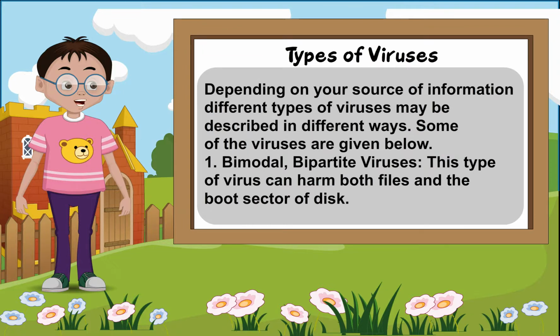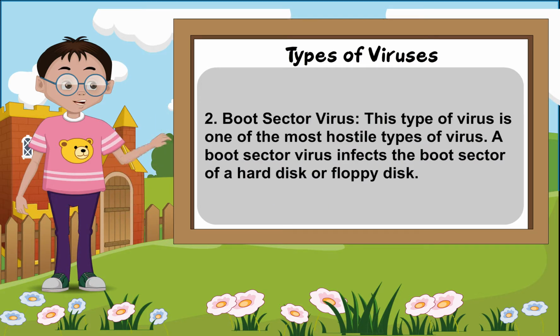Types of viruses. Depending on your source of information, different types of viruses may be described in different ways. Some of the viruses are given below. 1. Bimodal, bipartite viruses. This type of virus can harm both files and the boot sector of a disk. 2. Boot sector virus. This type of virus is one of the most hostile types of virus. A boot sector virus infects the boot sector of a hard disk or floppy disk.